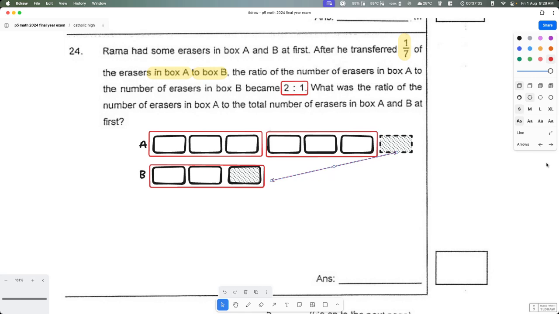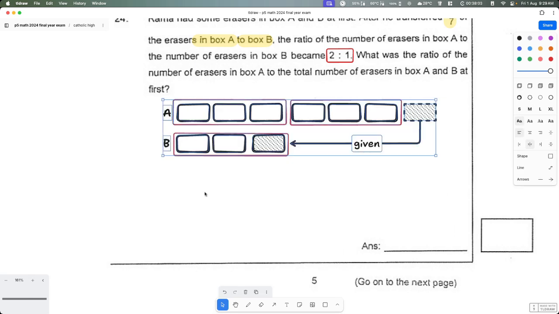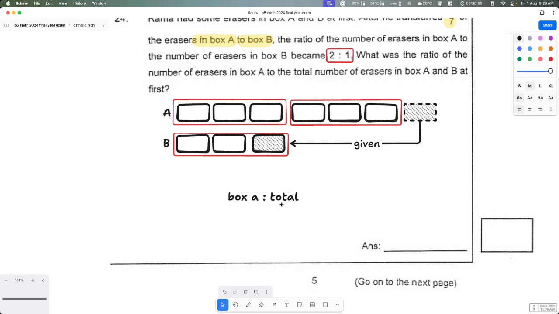So what I'm going to do is connect this to this over here, and then move it down to this place. So it should be the reverse, given to B over here. So now what's the ratio between the number of erasers of box A to the total? The total is basically A plus B.